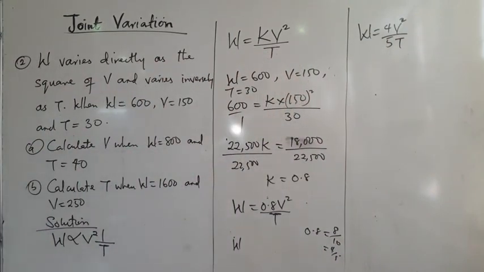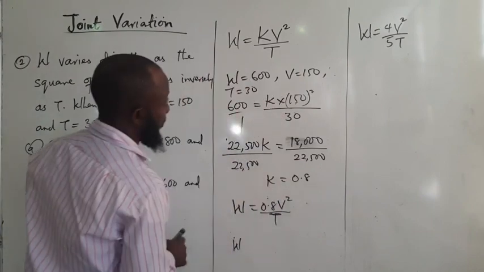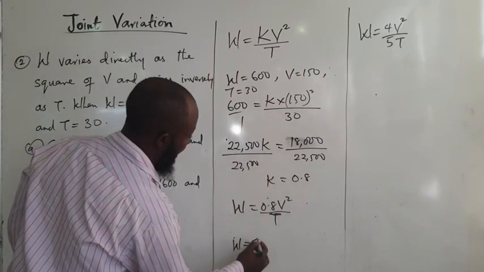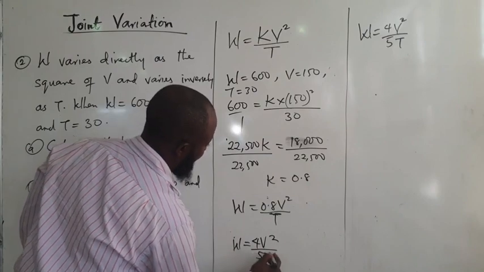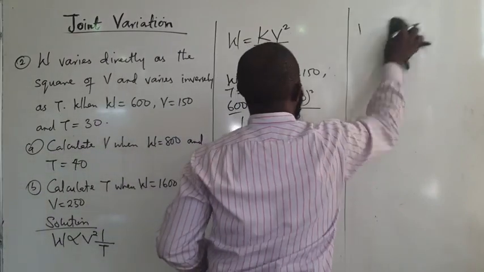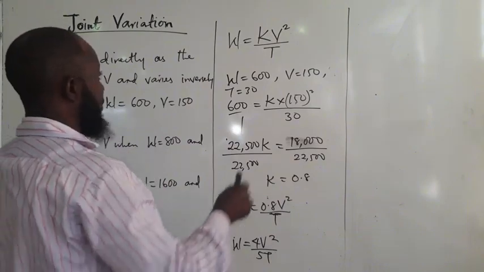So you can have it that way, so that I will not say, how am I going to get this? No. We have space here. Let me write it here. So that W equals 4V squared all over 5T. So is that clear now? So that is that. We now move to question A.